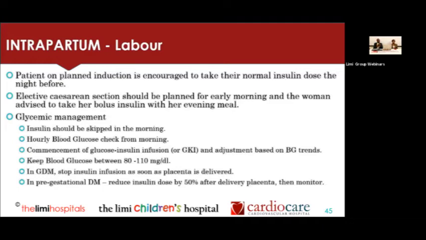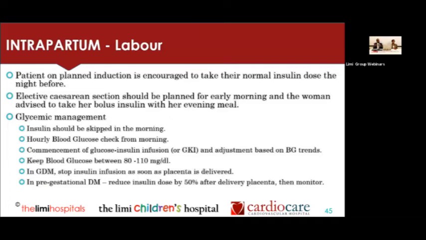And in GDM, in classic GDM, as soon as the placenta is delivered, the glucose tends to crash and you need to stop the insulin infusion immediately and replace with a dextrose-containing infusion. Whereas in pre-gestational diabetes mellitus, oftentimes the need for insulin or at least something to control the glucose persists even after delivering the placenta. But of course, the insulin requirement is greatly going to reduce because many of the counter-regulatory hormones will be down at that time.